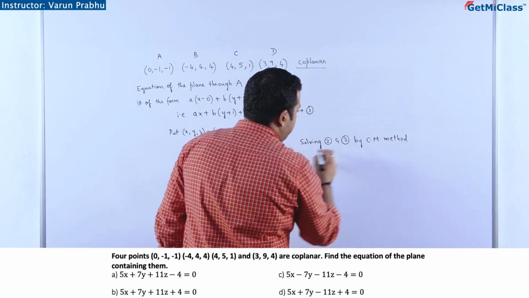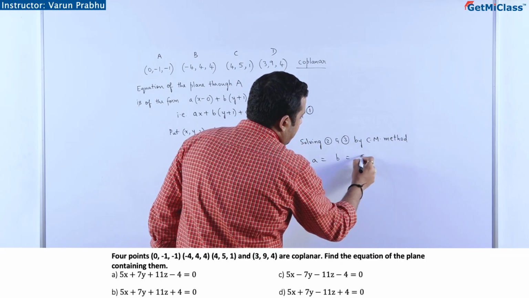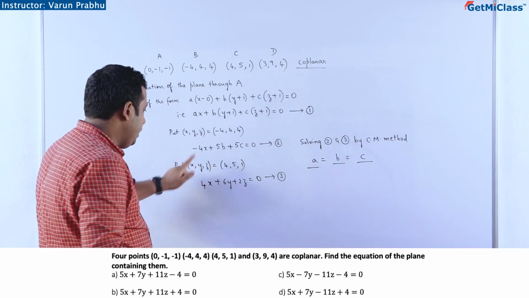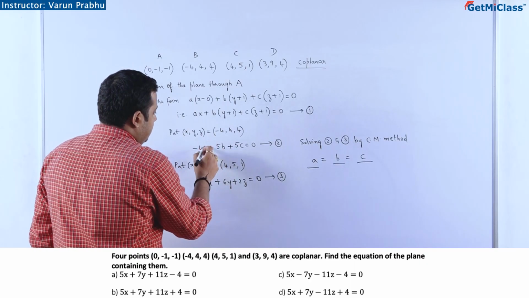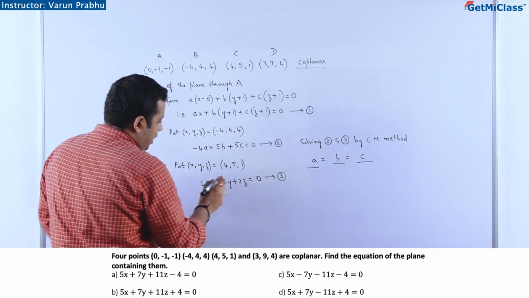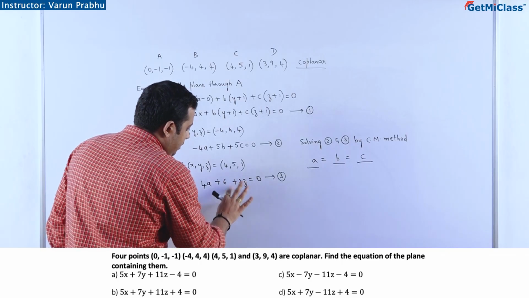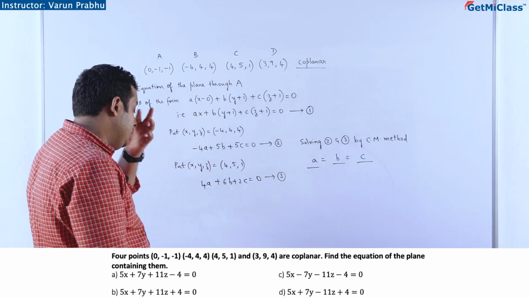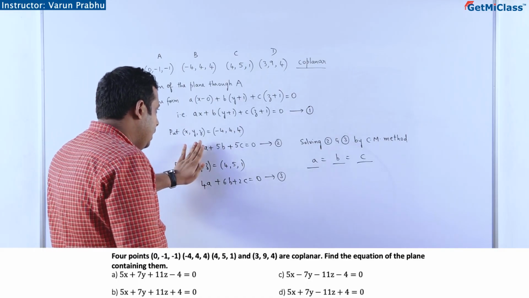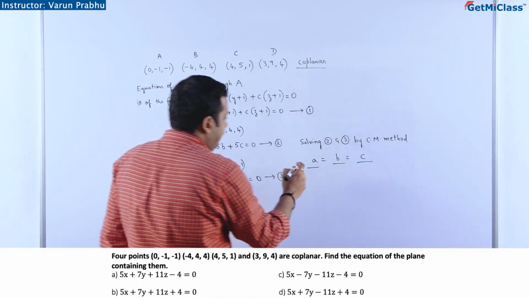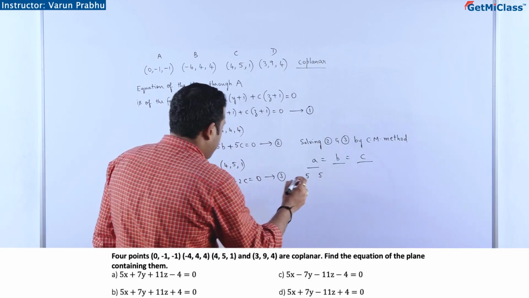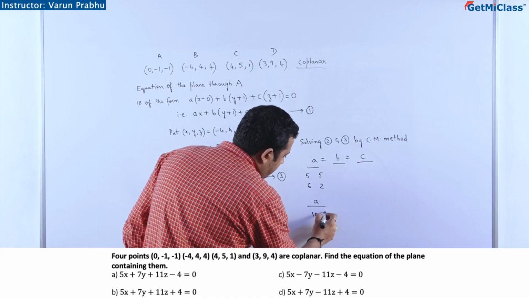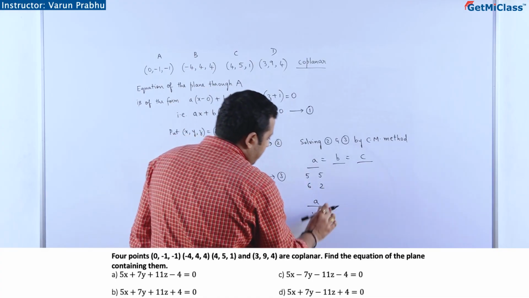What is the cross multiplication method? A, that is equal to B, that is equal to C, like this. Now here, this is nothing but A, B, C, right? Because x, y, z is being substituted, A, B, C. So what to do? When I say A, you have to write like this, 5, 5, and then 6, 2. So I can say A is equal to 10 divided by 10 minus 30.